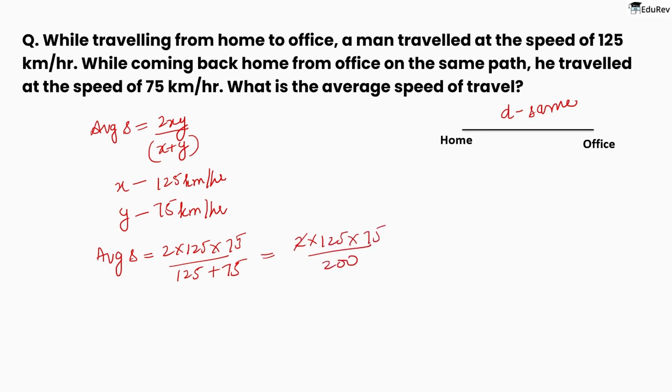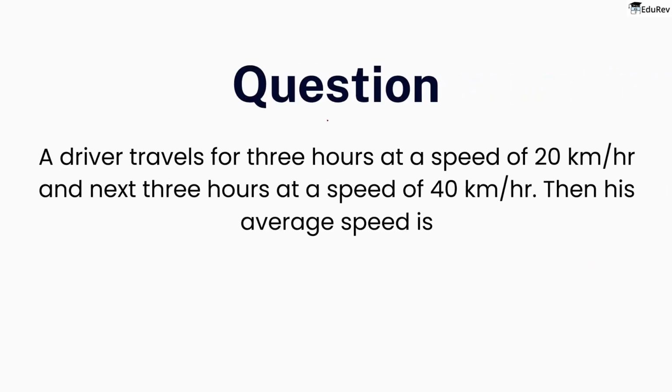We can cut 2 with 200, giving us 100 as denominator, then 25 will divide the denominator by 4 and 125 by 5. Solving further, we get 375 by 4, which gets us to 93.75. Hence, his average speed of travel is 93.75 kilometers per hour. Let's see another question on average speed.